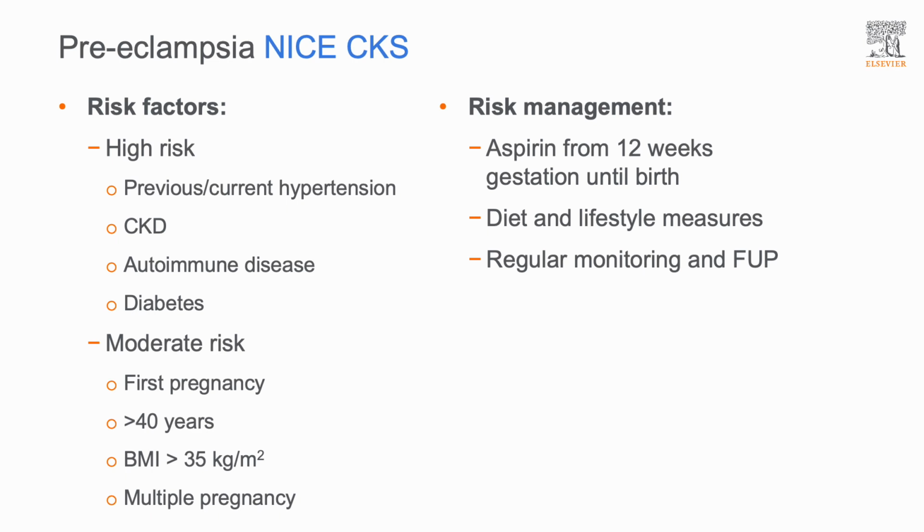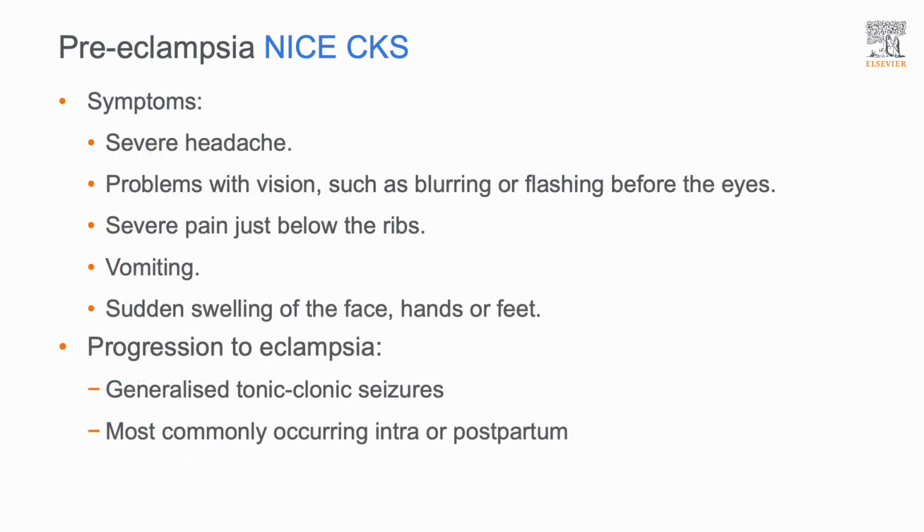For patients with at least one high risk factor or several moderate risk factors, aspirin should be prescribed from 12 weeks gestation until birth. Diet and lifestyle measures to improve cardiovascular health should be recommended, and there should be regular monitoring and follow-up of both blood pressure and urine protein levels. For patients with preeclampsia with severe features or those progressing to eclampsia, active management of blood pressure is required.